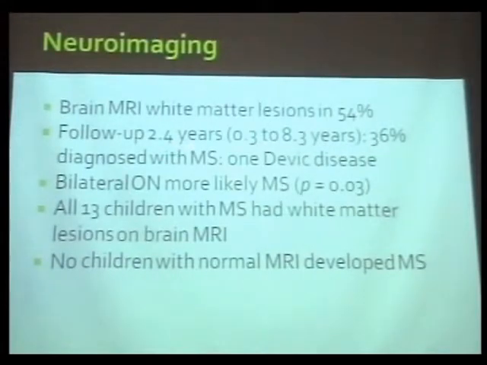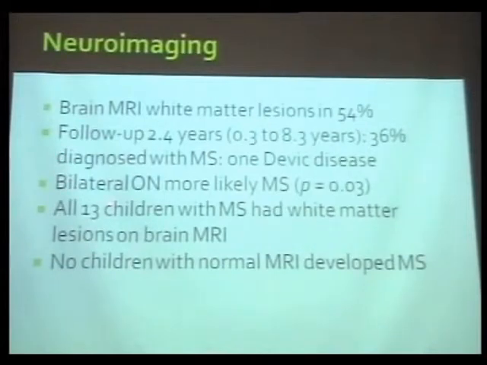What's interesting in this study that had a follow-up of 2.4 years with this range, 36% of the cohort developed multiple sclerosis. And one of the patients had Devic disease. So in my practice, if they have bilateral optic neuropathy and have spine symptoms, we're going to do the NMO antibody that Pam alluded to, and we're going to tell the patient's family that even though the chance of multiple sclerosis is less because they're a child, it is not zero, okay? It is not zero. There is such a thing as childhood multiple sclerosis.